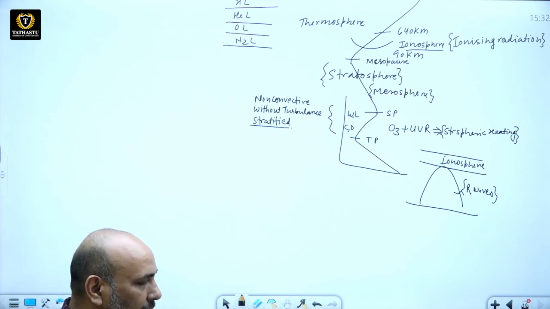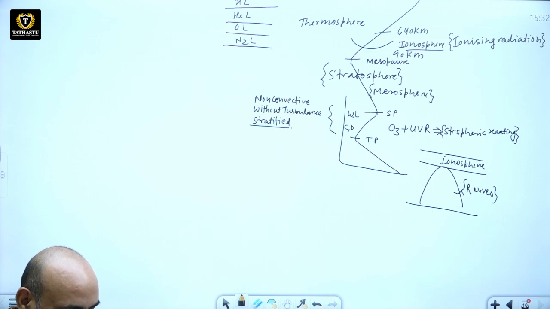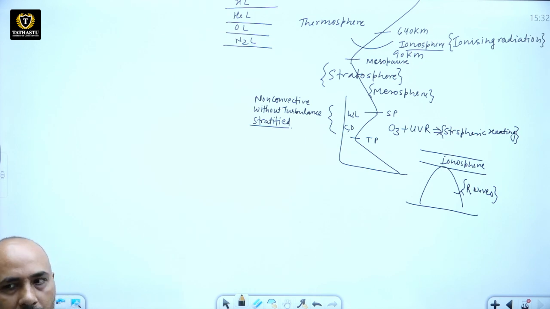Now, last topic related with temperature, and then we will start pressure belts, beams and tricellular model. Next topic is temperature inversion. See how many questions there are from temperature inversion.